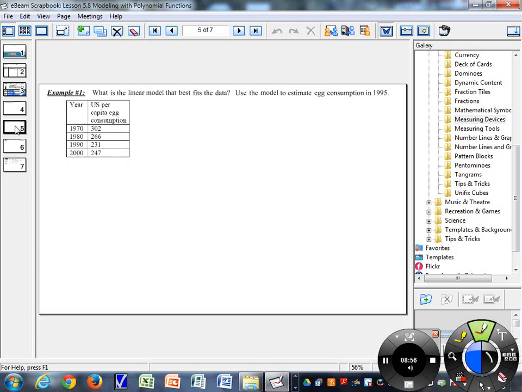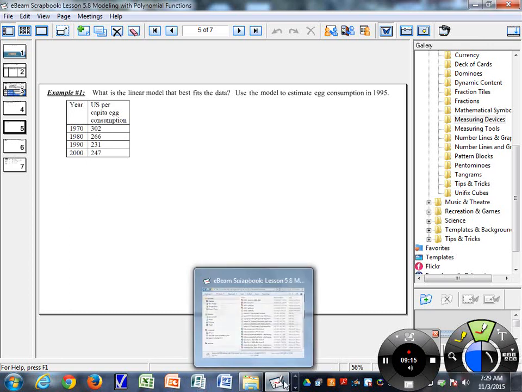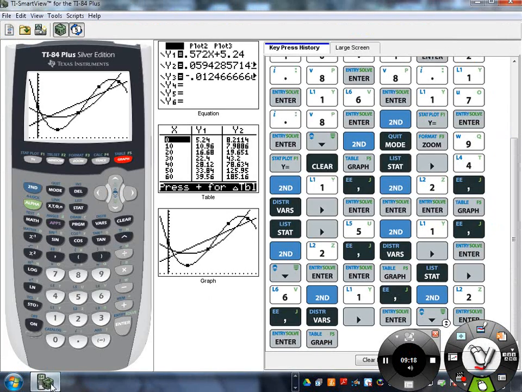All right, now we're going to do an example. Here are some years, and it says what is the linear model that best fits the data. Use the model to estimate egg consumption in 1995. So we have years and we have egg consumption. So we can go ahead and enter that data into our calculator.